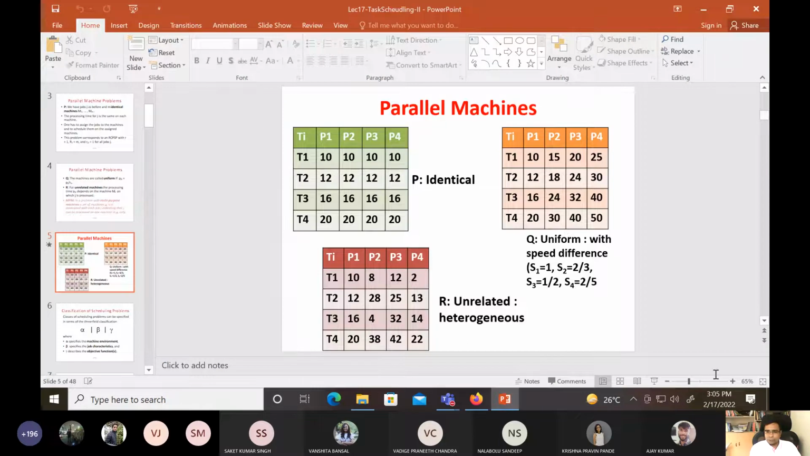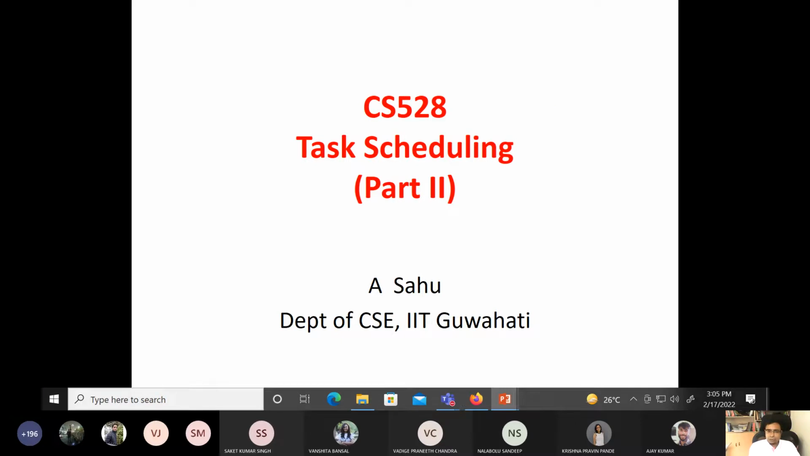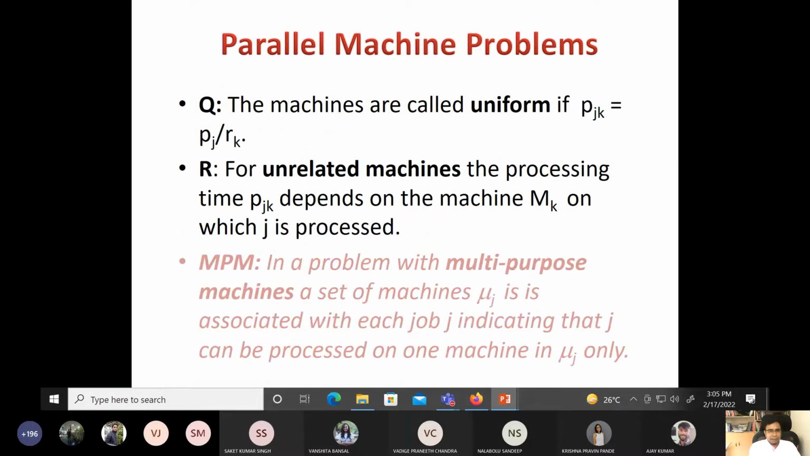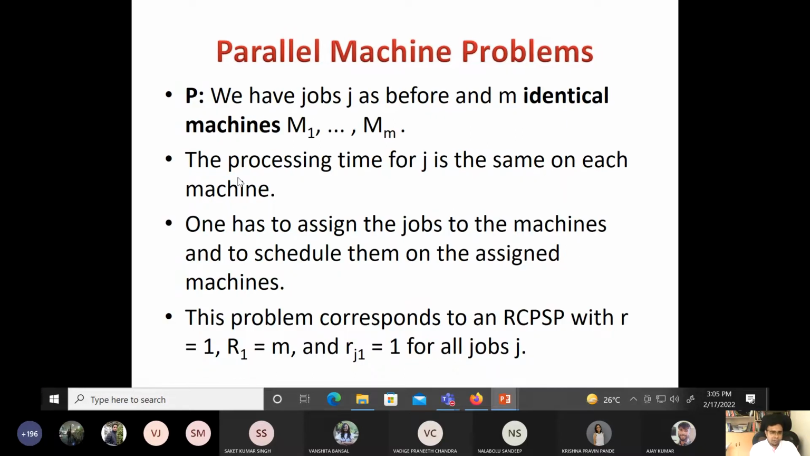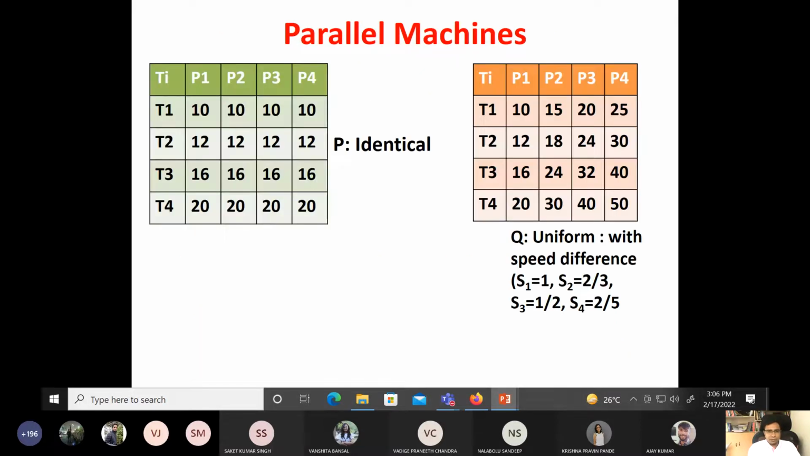Okay, so let's come back to our task scheduling part. This thing you have already been sent, and this book is already uploaded to our MS Teams HPC group. In parallel machines, we'll mostly focus on three things: P, Q, and R. P is for identical machines, Q is for uniform machines, and R is for unrelated machines or completely heterogeneous.